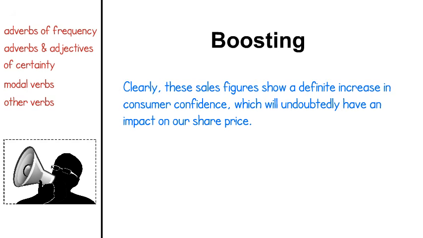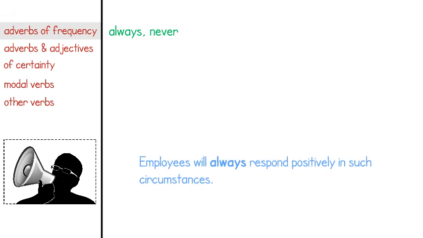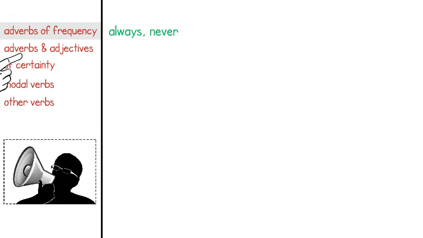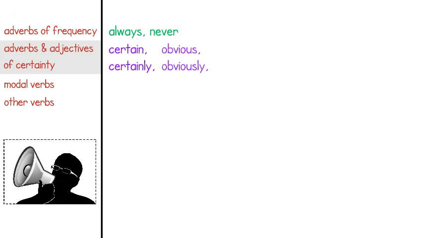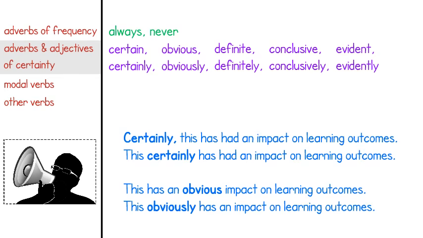Other typical expressions used in boosting include adverbs of frequency, like always and never. Employees will always respond positively in such circumstances. Adverbs or adjectives of certainty are also used, such as certain, certainly, obvious, obviously, definite, definitely, conclusive, conclusively, evident, evidently. There are some examples on the screen.